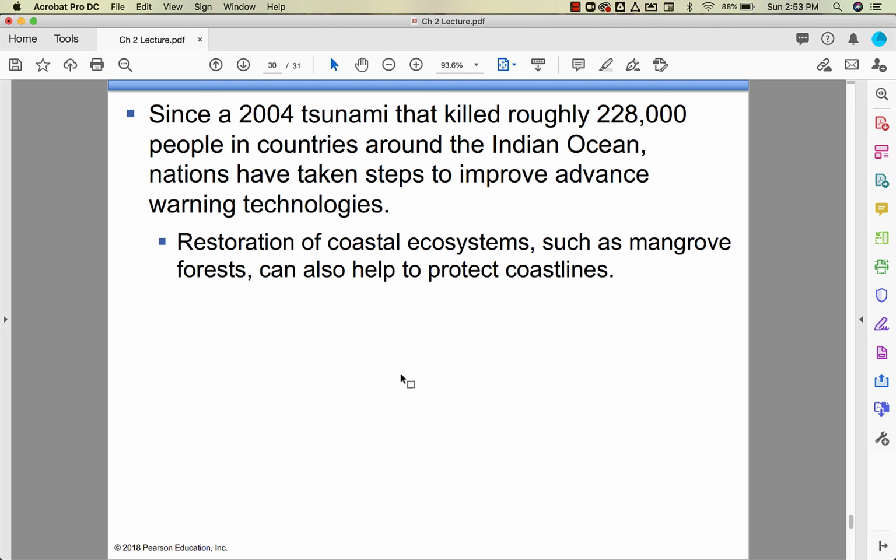Nations collaboratively have gotten together to do what they can to improve warning technologies, to let people know that things are coming. Something else that could be helpful, moving away from the coastline could be helpful to keep developed areas protected in a tsunami. And then mangrove restoration would be great, not just in case of tsunamis, but for the imminent sea level rise.